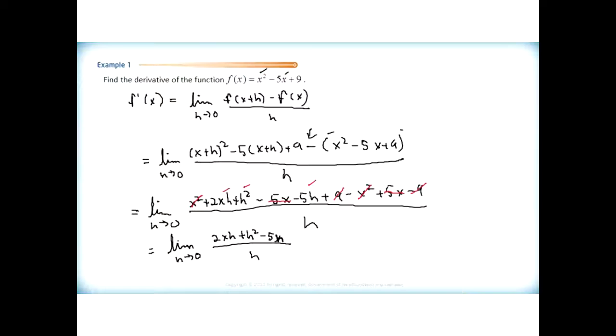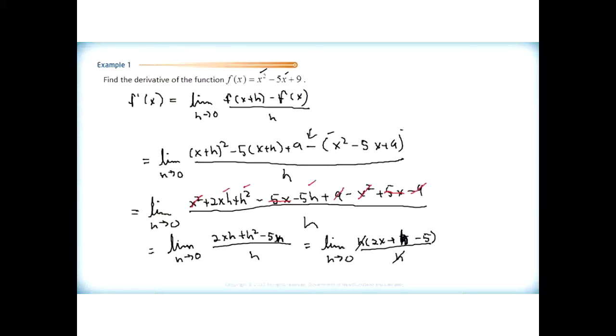Since everything up top has an h in it, we can factor out an h, and we'll use that to cancel out the h in the denominator. So this will give us the limit as h approaches 0 of h times (2x plus h minus 5), and that's all over h again. So those h's, we can just cancel and get rid of them.